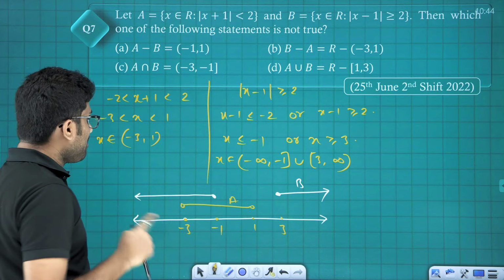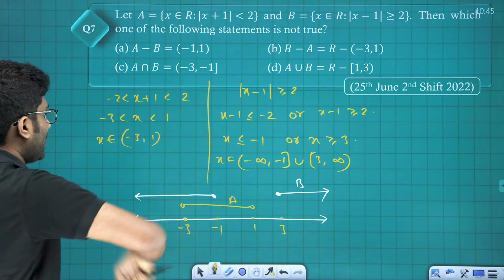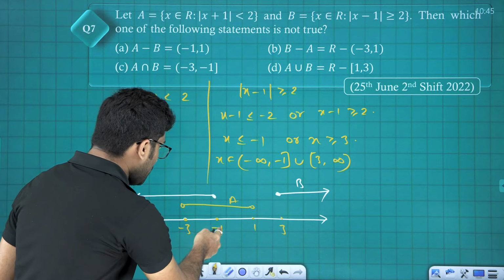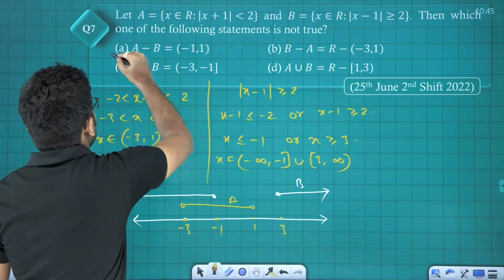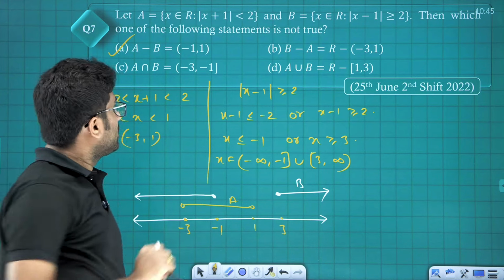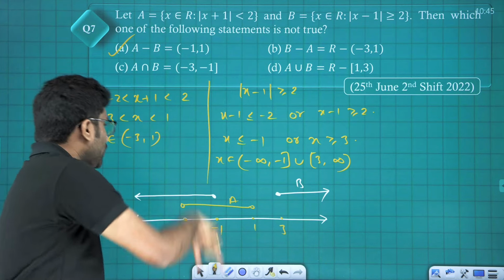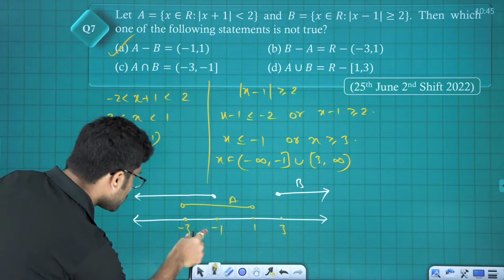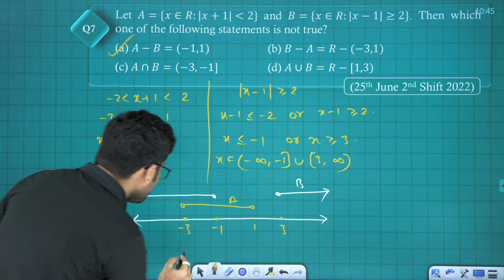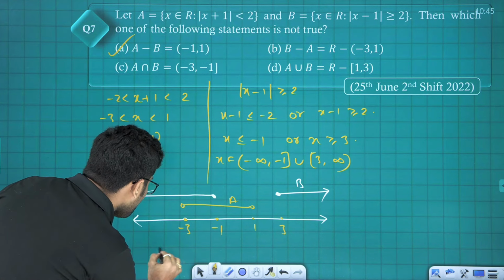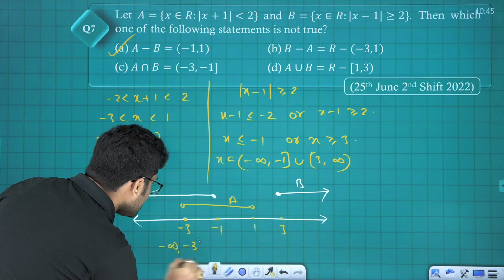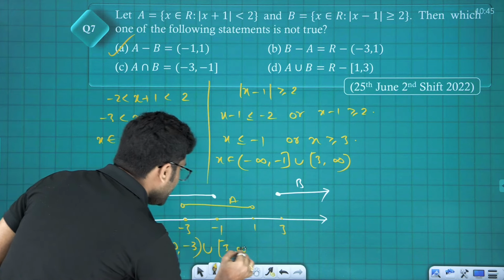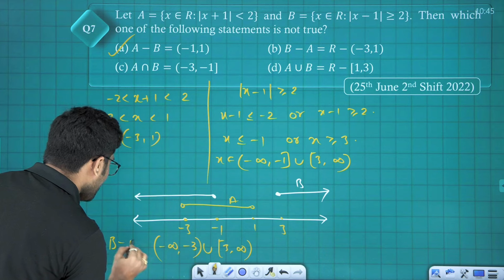Now first one, A minus B. From A if you exclude B, it is clearly open minus 1 comma 1. Yes, A is a correct statement only. B minus A, from B if you exclude A, only this portion to be excluded, no? So that is minus infinity to minus 3 open, union closed 3 to infinity. This is B minus A.